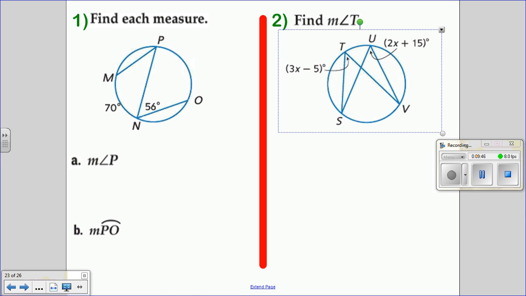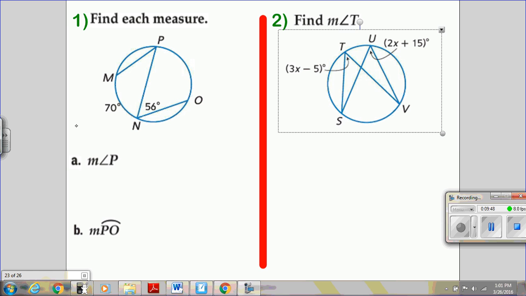So for number 1 here, it wants us to find each measure. The first measure it wants us to find is the measure of angle P. Angle P is intercepting arc MN. So the measure of angle P is going to be half of arc MN. So that means it'll be half of 70 degrees, and half of 70 degrees is 35 degrees. So the measure of angle P is 35 degrees.